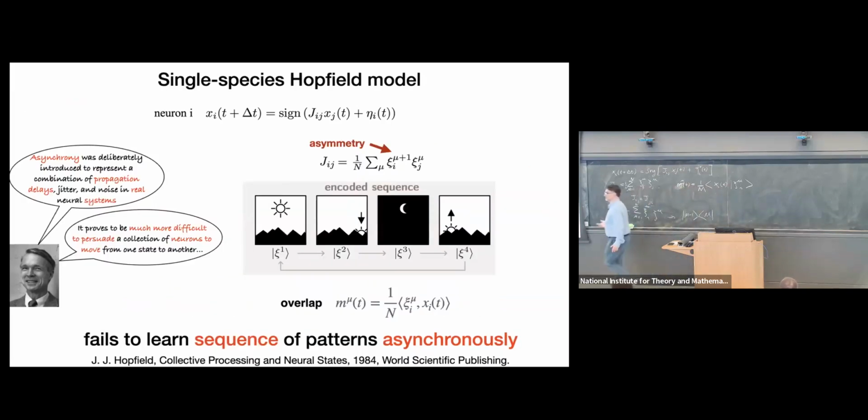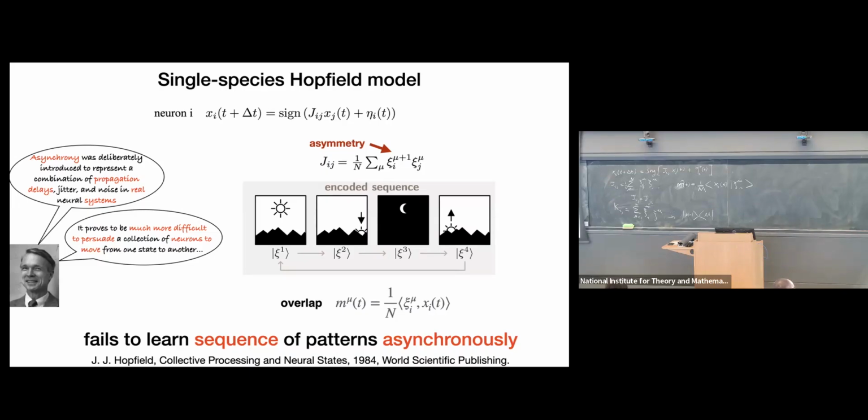And here I couldn't resist just getting this paper. This is not the Hopfield paper quoted by the Nobel, maybe a less famous one, but it uses this beautiful anthropomorphic language. Asynchrony was deliberately introduced to represent a combination of propagation delays, jitter, noise in real neural systems.